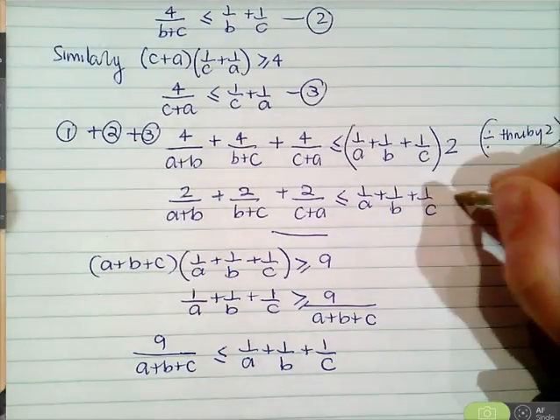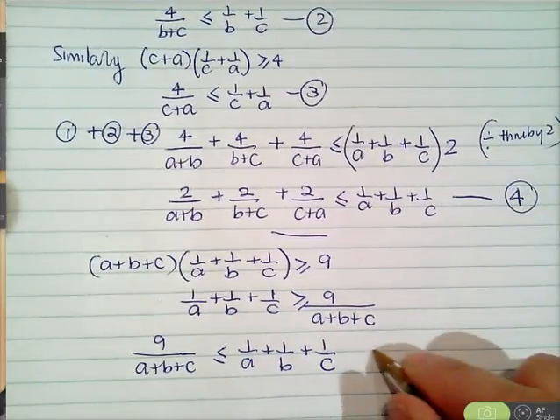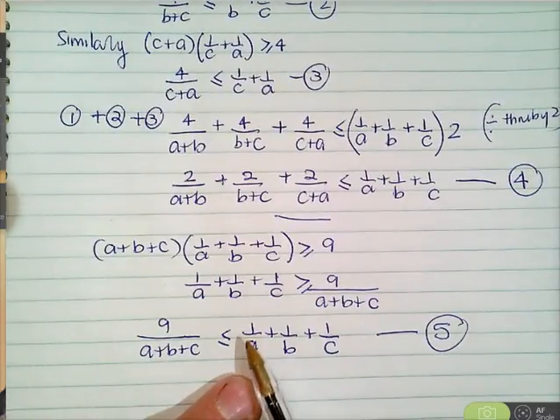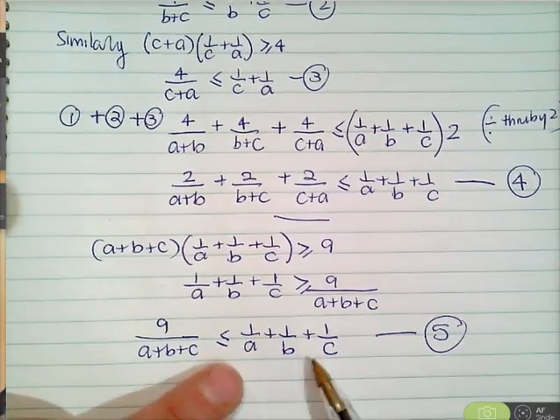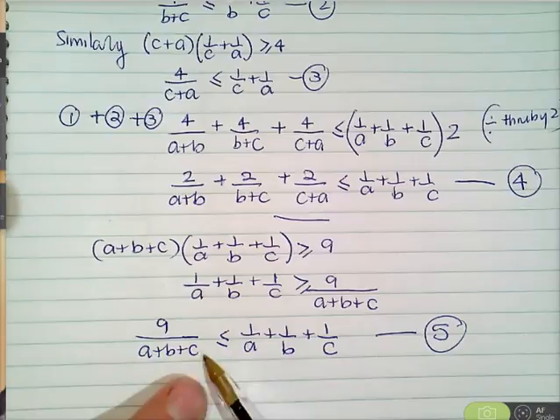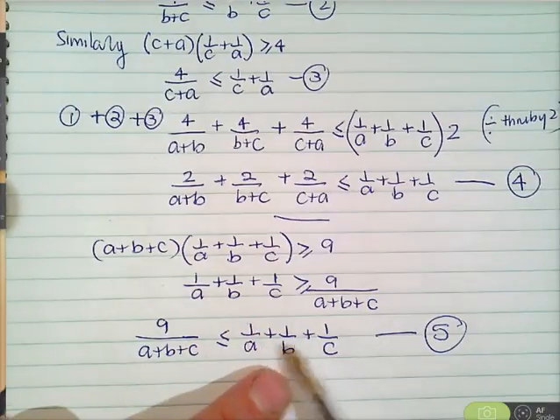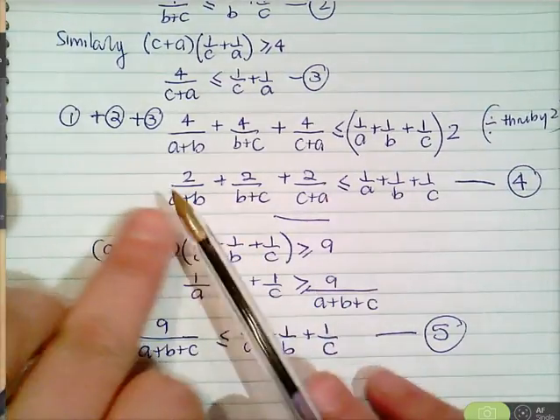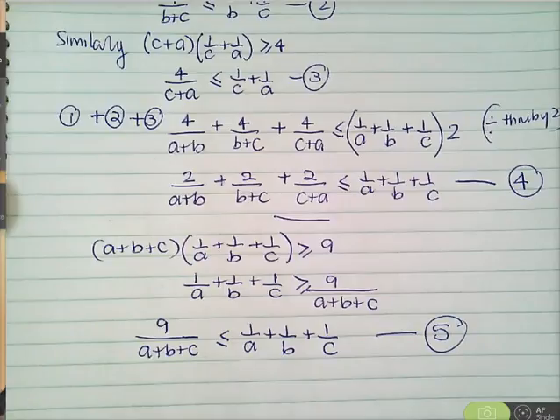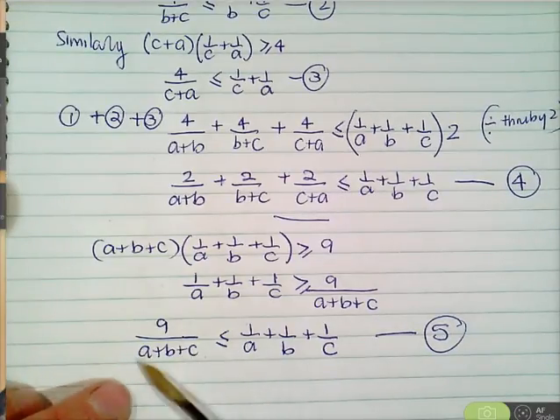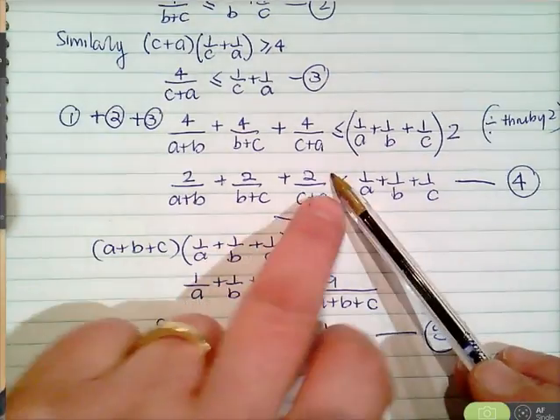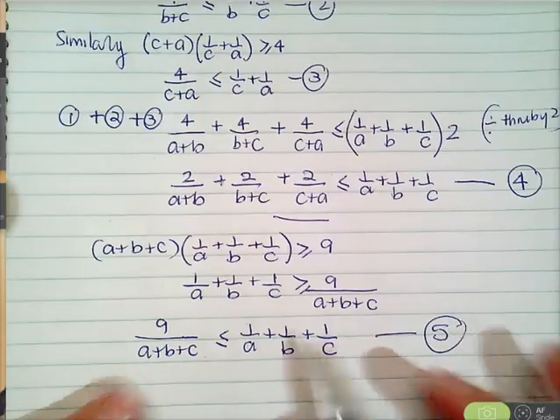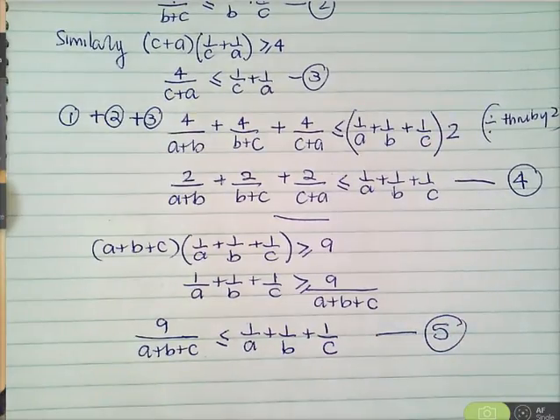So therefore, if I just look at equation 4 and equation 5, if I just line all these up, I know that 9 over A plus B plus C is less than or equal to 1 over A plus 1 over B plus 1 over C. So it's obviously going to be on the left of this inequality. But the problem is I don't know whether this 9 over A plus B plus C goes in here or if it goes here. So this clearly is not going to lead me anywhere at the moment. So we have to try something else.